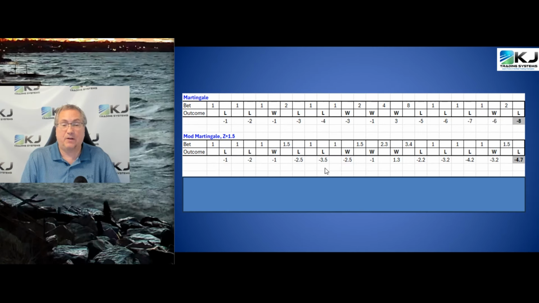Here's another example. In this particular one, all I did was reverse all the wins and losses of the previous chart, and you can see this time the modified martingale does better. So sometimes one works better than the other.